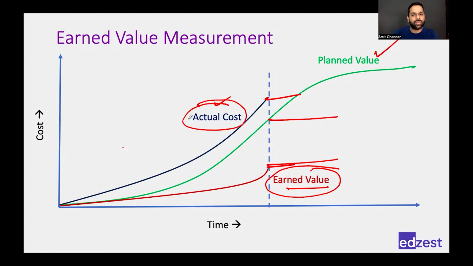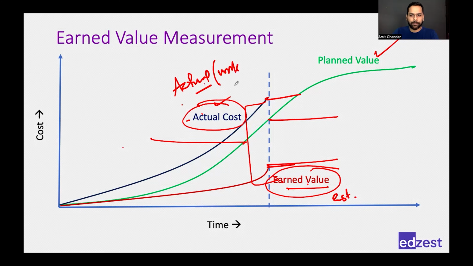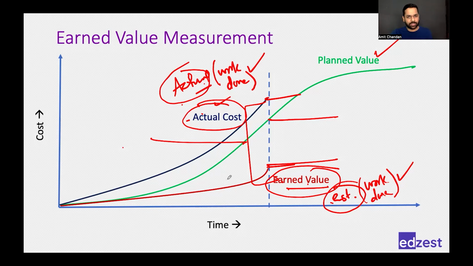When you compare actual cost to earned value, you come to know about your cost. Why? Because actual cost is actual expense, and earned value is my estimated expense. Actual expense of the work done, estimated expense of work done. So I don't have to assume anything. My basis is the same: the work that I have already completed. For that, what is my estimate and what is my actual? This will give me my cost performance.